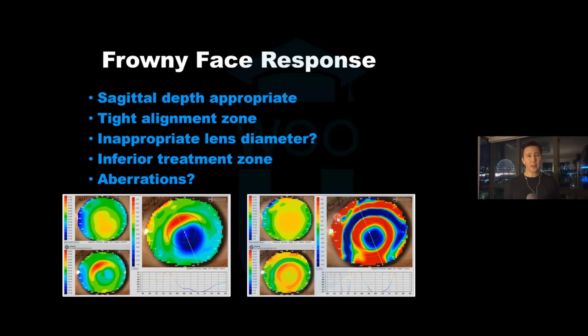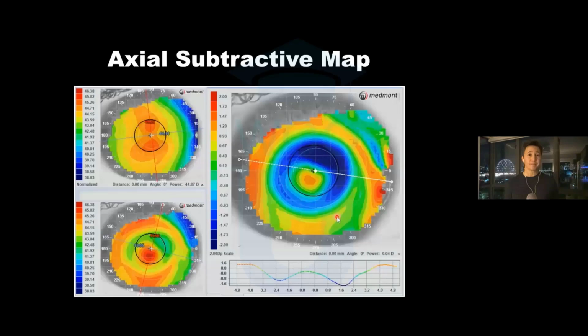Sometimes diameter can be off, so you might double check diameter just while you're making your modifications. Make sure that it wasn't a lens too big or even possibly too small. Usually a lens too big is tighter, and that can cause that inferior displacement.